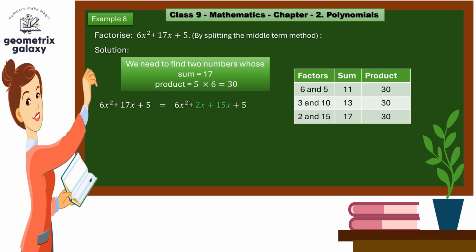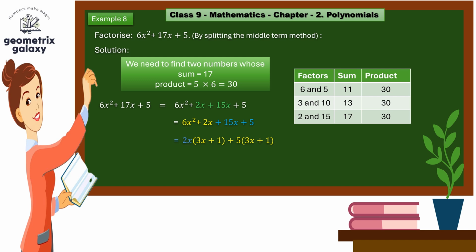Now see here, 6x square plus 17x plus 5. Now 17x is split as 2x plus 15x. So we will get 6x square plus 2x plus 15x plus 5. Now on the whole we cannot find any common factor, so we take the first two terms and find the common factor. Then we will take the third and fourth terms and select a common factor. So for the first two terms, 6x square plus 2x, the common factor is 2x. So we can write it as 2x into 3x plus 1.